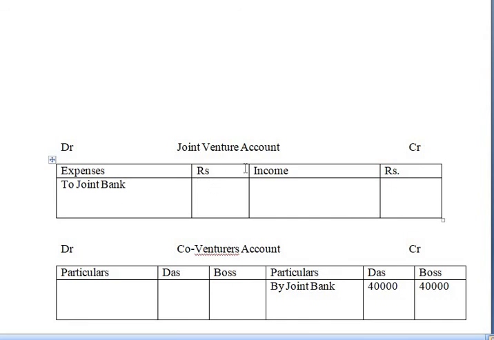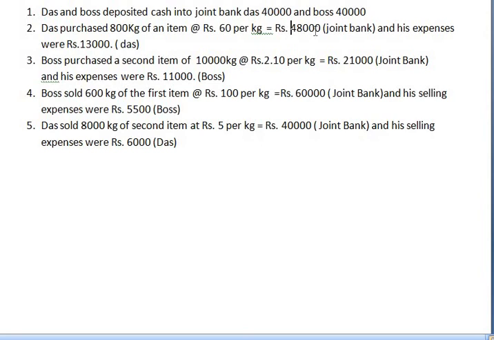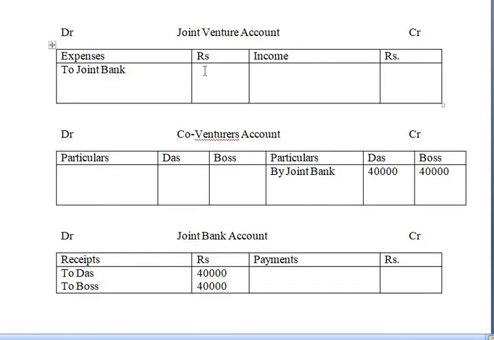How much? 48,000 rupees. Next, so cross posting. Now your joint bank account is debited. So in joint bank account credit side, by joint venture account. How much? 48,000.